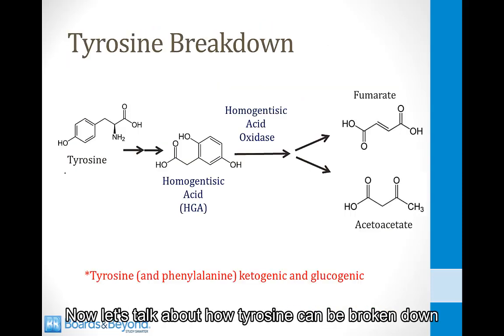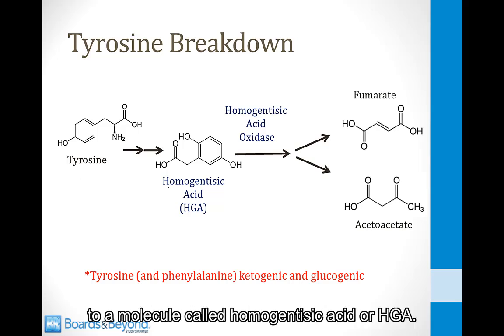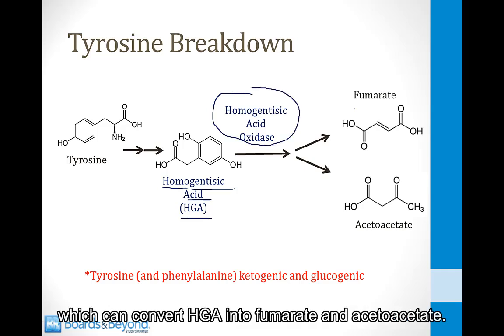Now let's talk about how tyrosine can be broken down inside of cells in the body. Tyrosine can be metabolized to a molecule called homogentisic acid, or HGA, and then there is an enzyme called homogentisic acid oxidase which can convert HGA into fumarate and acetoacetate.